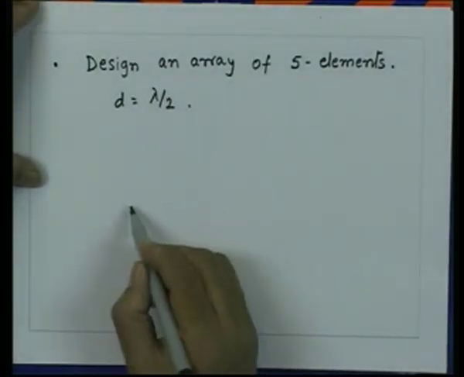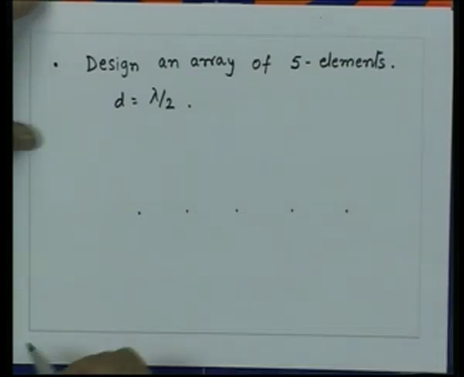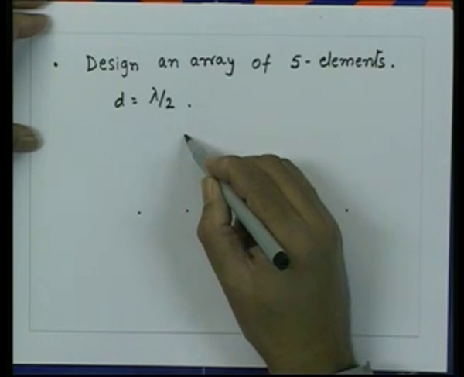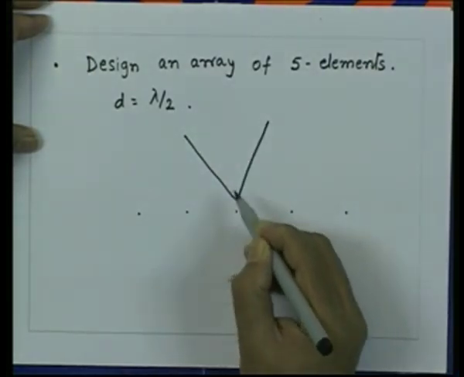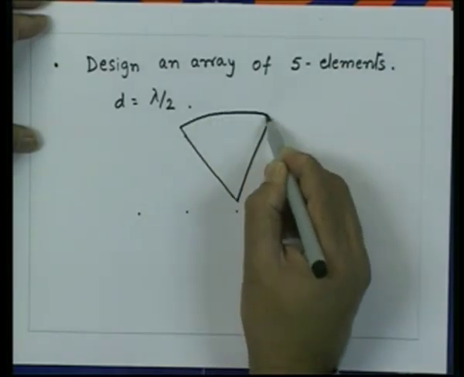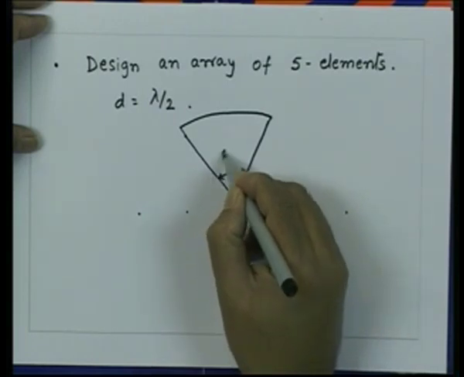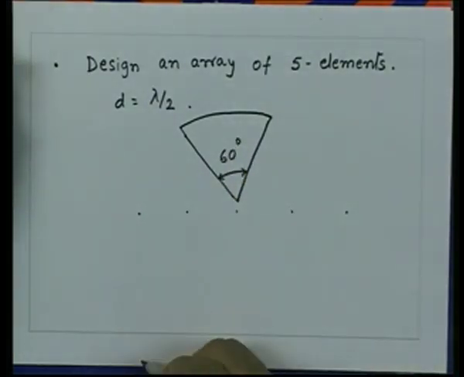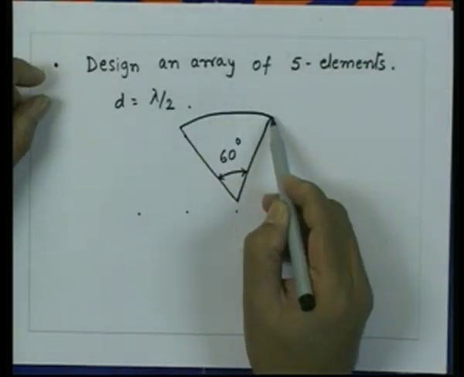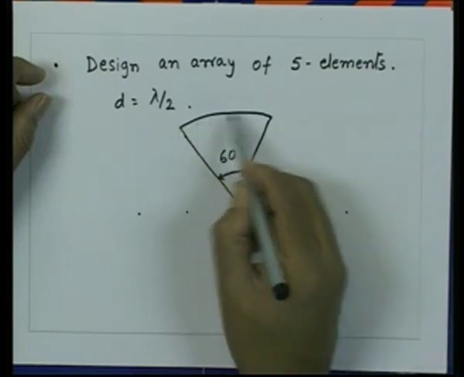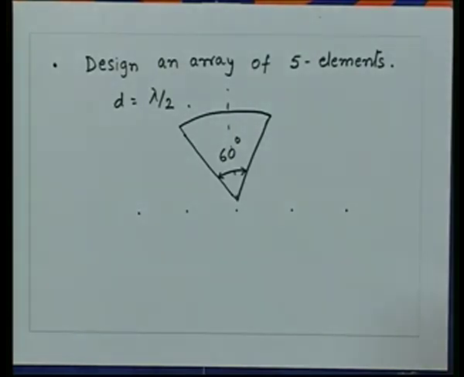and let us say the radiation pattern which we want to realize is a sectorial radiation pattern in broadside. It has an angle which is 60 degrees, this angle is 60 degrees. So we are now looking for a radiation pattern which is uniform over a 60 degree sector around broadside and has no radiation beyond this sector.